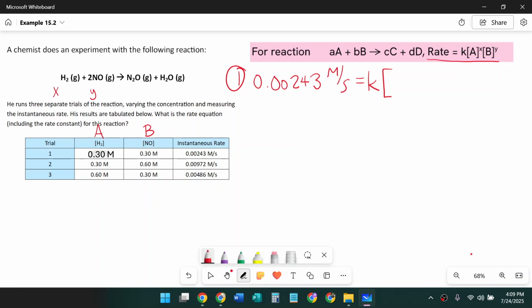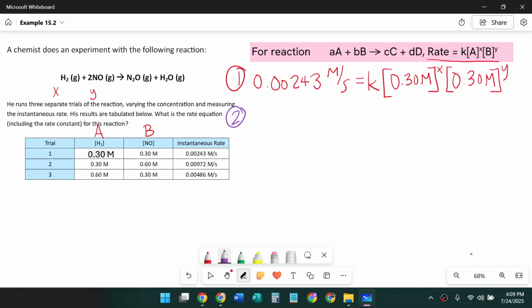Remember, for this stuff, it's the reaction order. It's not like a coefficient or anything like that that gets that exponent for us. All right, so 0.30 M to the X, which we don't know yet, and then B is 0.30 M to the Y, and those two numbers came from this first row, which gives the concentrations for hydrogen gas and the concentration for the NO. All right, so let's move on to the second one. That's as far as we can get with that one.